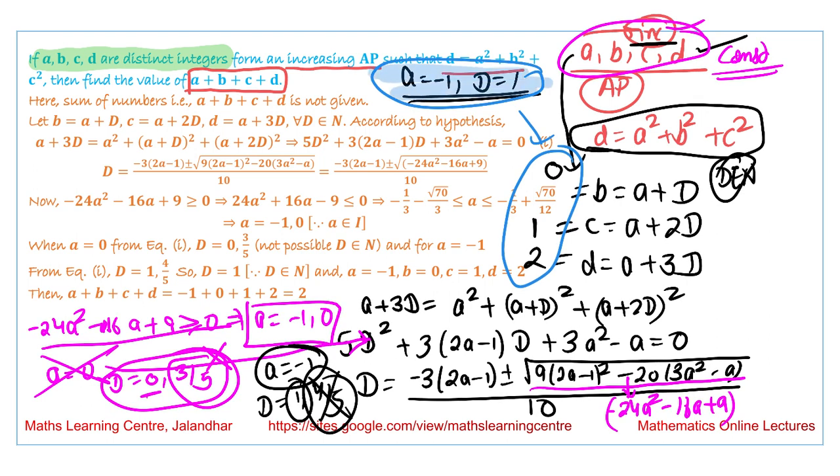So these are the values: A is equal to minus 1, B is 0, C is 1 and D is 2. And the sum of all these values, A plus B plus C plus D, is equal to 2. And this is the required value in this case, that is, we have to calculate the value of A plus B plus C plus D. This is the required value.